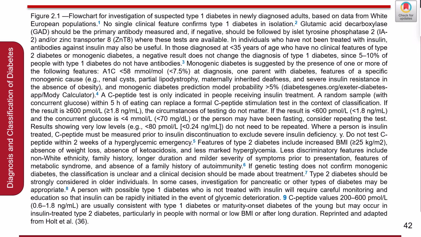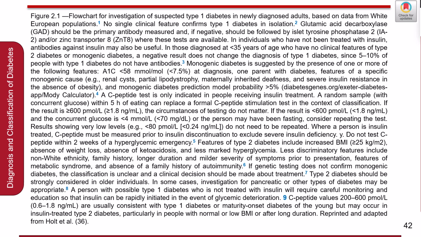Where a person is insulin treated, C-peptide must be measured prior to insulin discontinuation to exclude severe insulin deficiency. Do not test C-peptide within 2 weeks of a hyperglycemic emergency. Features of type 2 diabetes include increased BMI, greater than or equal to 25 kilograms per square meter, absence of weight loss, absence of ketoacidosis, and less marked hyperglycemia. Less discriminatory features include non-white ethnicity, family history, longer duration and milder severity of symptoms prior to presentation, features of metabolic syndrome, and absence of a family history of autoimmunity.